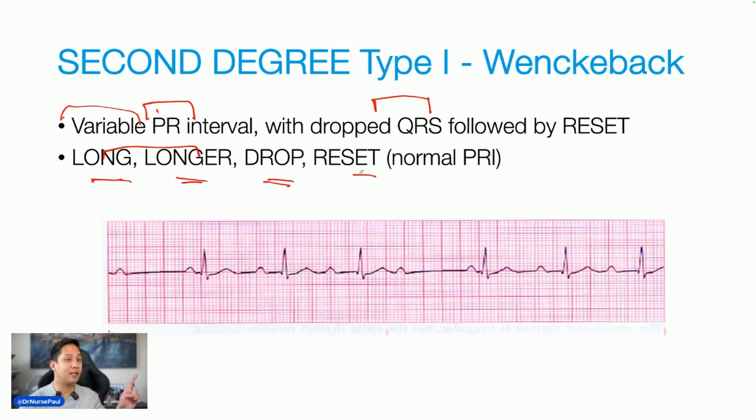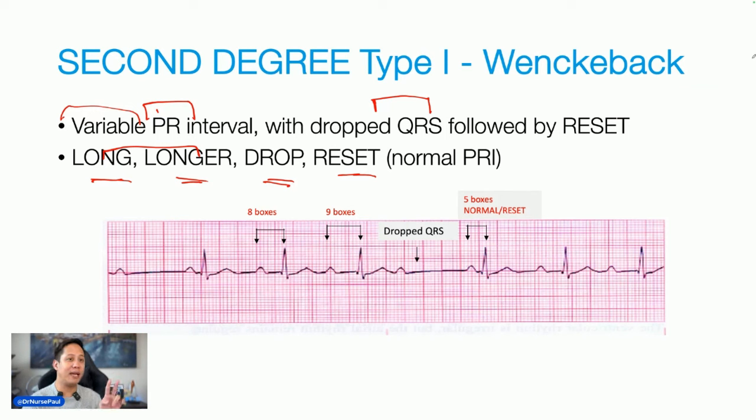Look at the picture so you can understand it better. Let's start here. That's normal PR. This is eight boxes, PR interval, look. Followed by nine boxes, followed by a dropped QRS, followed by reset, five boxes, right? What's your normal PR interval again, nurses? 3 to 5. So you see, 8, 9, drop, there's no QRS. There should be a QRS there. And then reset, it goes back to 5.